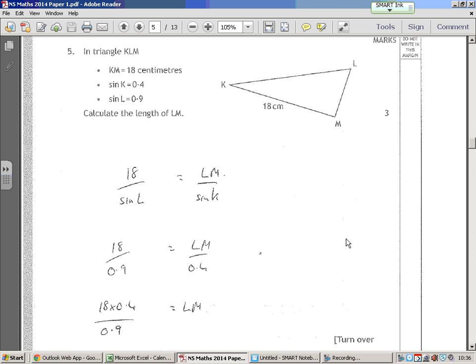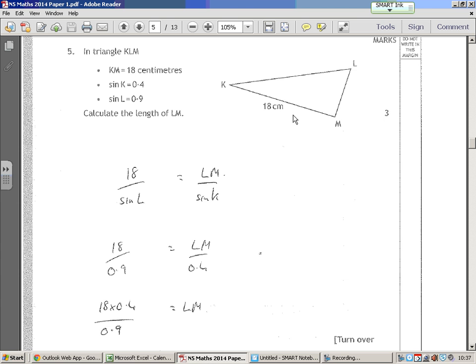Number 5, we have a triangle question. It's telling us sin k and sin l, so it's probably a sine rule question, which we normally get on paper 2. But it's telling us what the sin of k is. That means if you typed into the calculator the sin of the angle, the calculator would tell you 0.4. So we are definitely not trying to work out the sin of 0.4. It's telling us that the sin of the angle would be 0.4. And the sin of angle L would be 0.9.